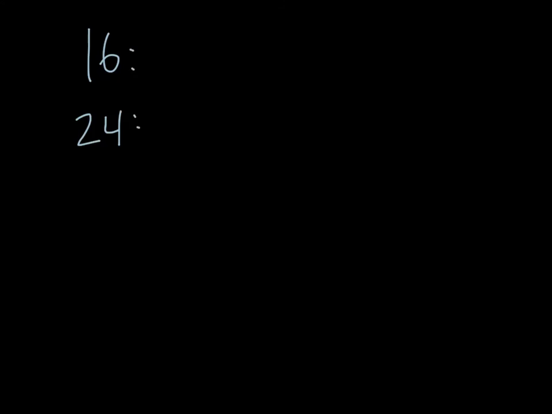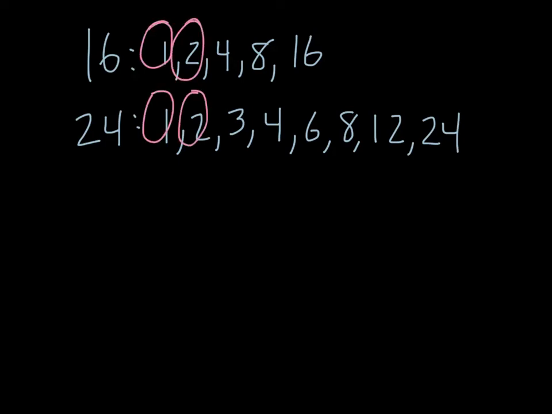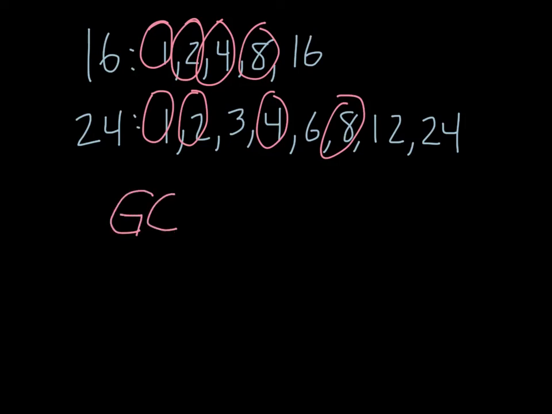Alright, so we have the factors of 16 are 1, 2, 4, 8, and 16. The factors of 24 are 1, 2, 3, 4, 6, 8, 12, and 24. Alright, and the ones that they have in common are 1, 2, 4, 8, and that looks like it's it. So the greatest common factor of 16 and 24 is 8.